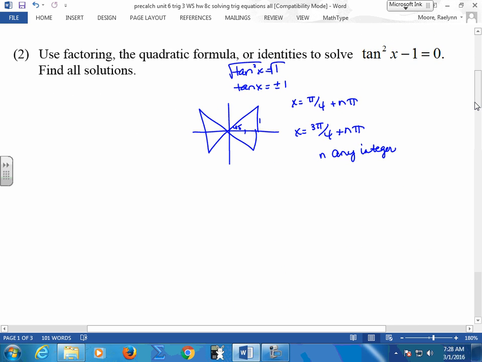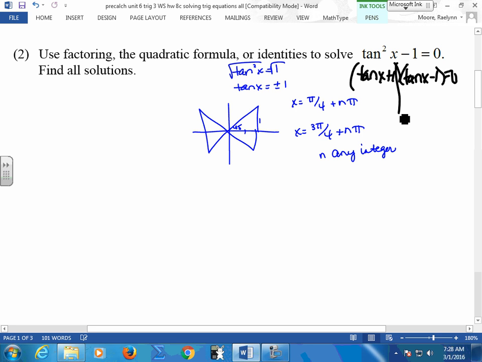Again, you can move it to one side and do your perfect squares, or you can leave it like that. You can do your perfect squares this way: tangent x plus 1, tangent x minus 1, and separate it that way. Or you can take the square root. Again, with the ones that are across from each other, do the plus n pi, where n is any integer.